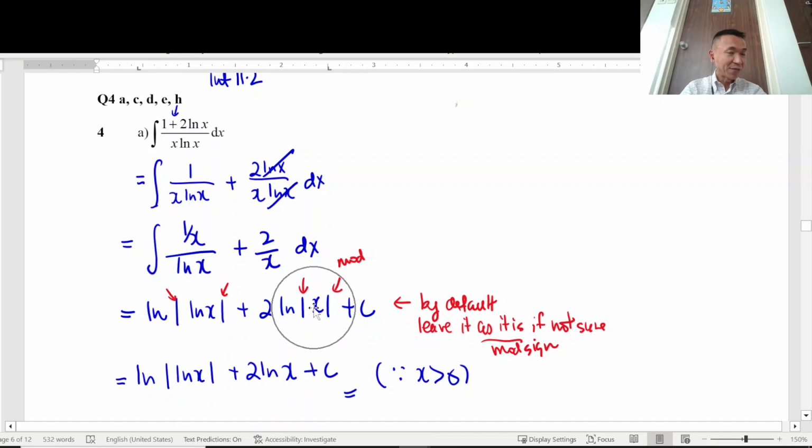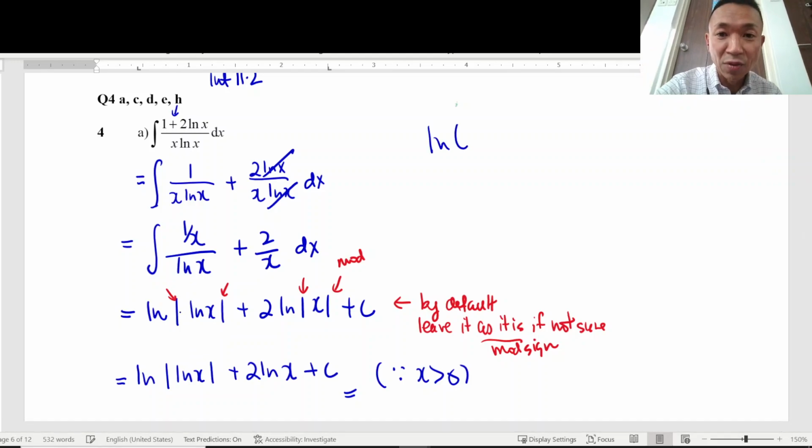Now, if you have left it as this, a lenient marker would have given you full credit. I'm not saying you always get full credit here, but sometimes. It is definitely better than leaving this thing without mod. Then it's wrong already. This one is just not precise. This is precise. But if you leave it as bracket, that means what you're saying is, if you leave it as bracket, then this is wrong.